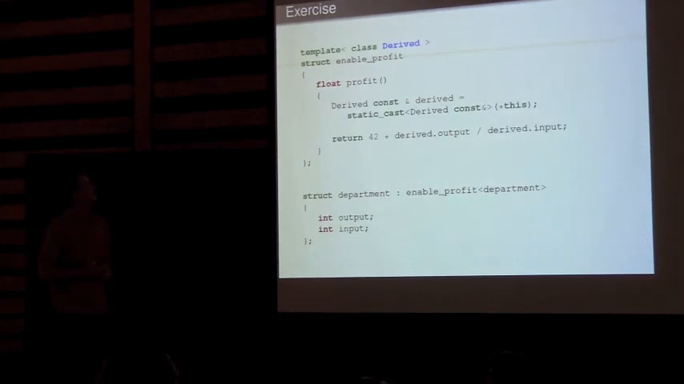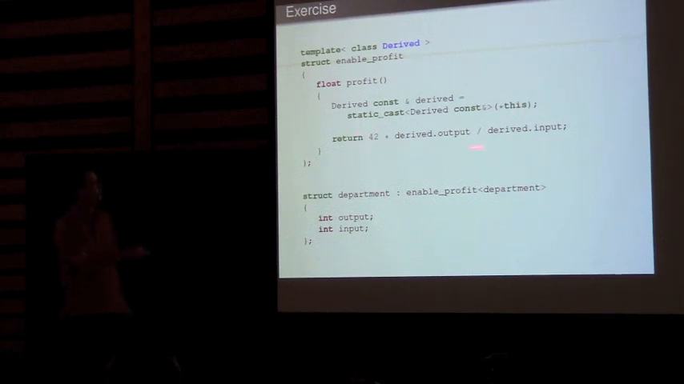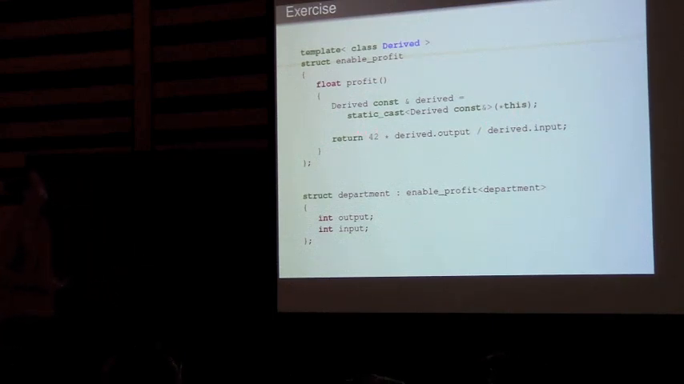This was my version of it. I ended up doing this just to make this prettier, right? So I created this thing called department. Enable profit of department. And so now, after enabling this, hopefully I should be able to call profit on objects of department type. It has an output and an input. In profit, I static_cast, dereferencing this to a derived const ref. And now I have this derived, and I can return 42 times derived.output divided by derived.input.